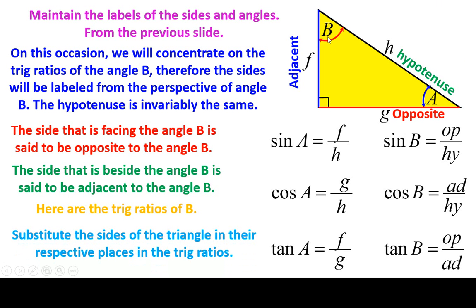So for B, sine is opposite over hypotenuse, the opposite side of B to the hypotenuse. The side that is opposite to B over the hypotenuse, and that is sine of B. Cosine of B, the side that is adjacent to B over the hypotenuse. And for the tangent of B, the side that is opposite to B over the side that is adjacent to B. Opposite over adjacent, and that is the tangent.